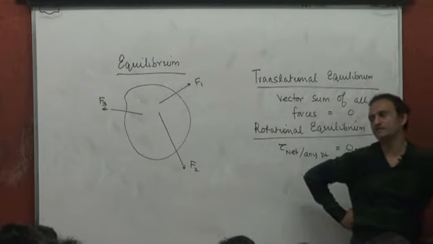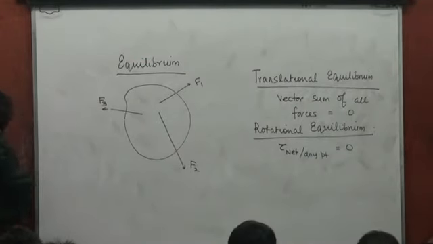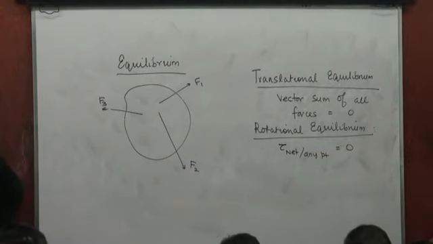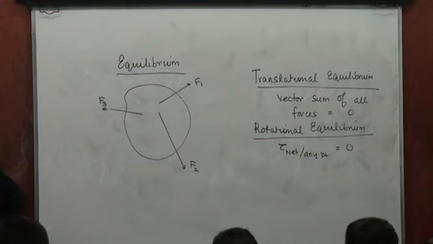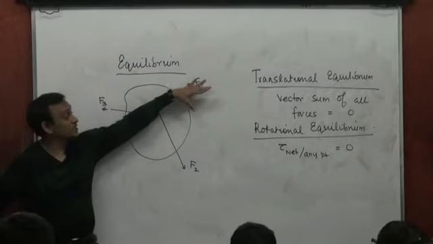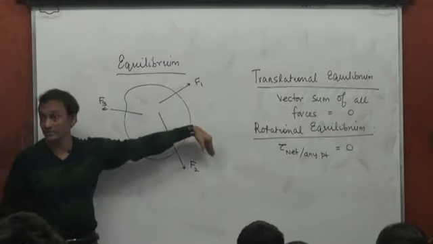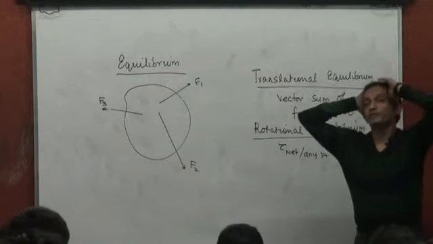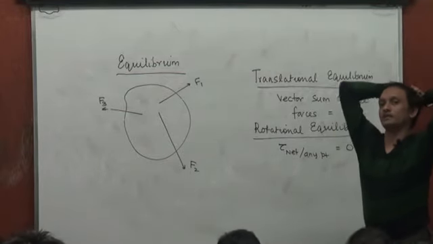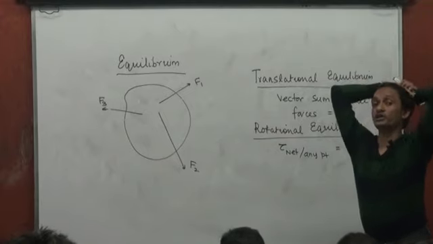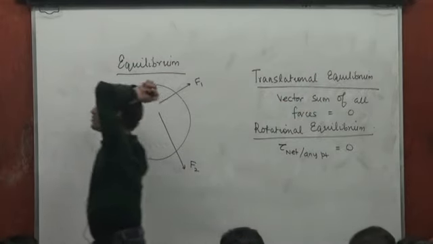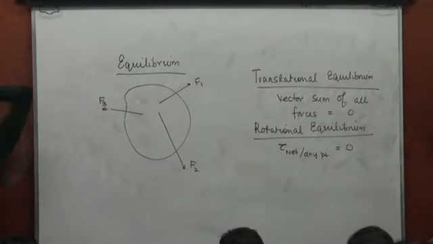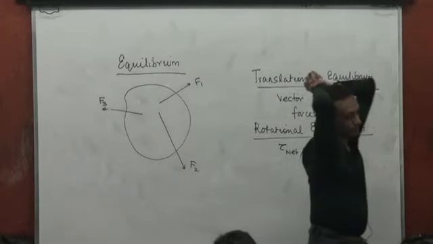Which implies, write down, which implies that if a body is in total equilibrium, total equilibrium means translational equilibrium as well as rotational equilibrium, then we can enjoy taking torque about any point of the rigid body and equate it to 0.